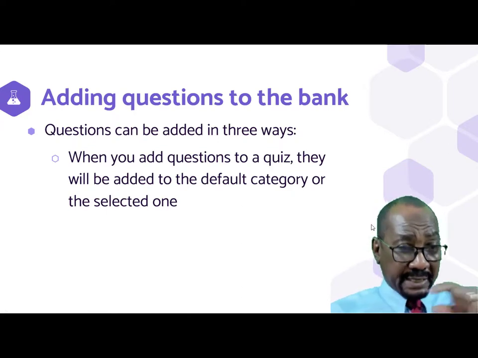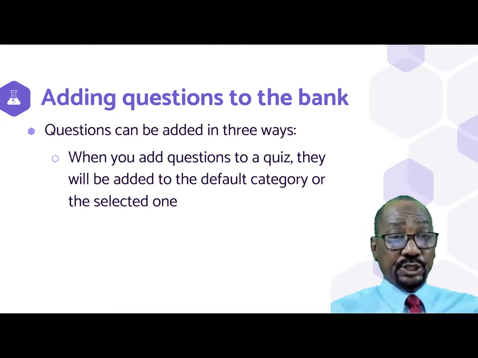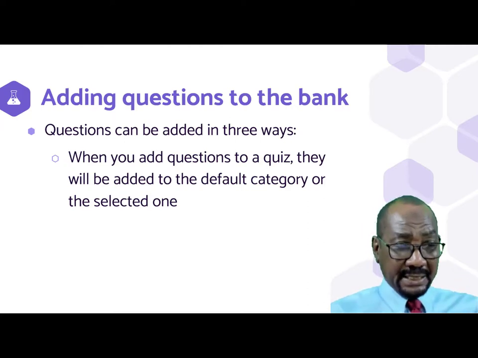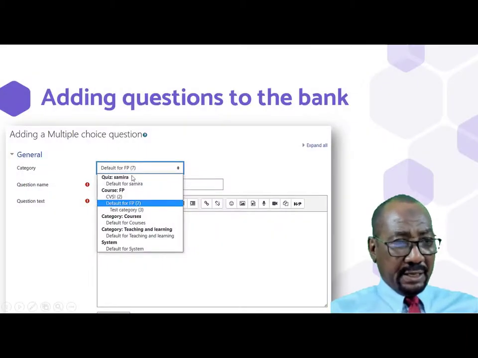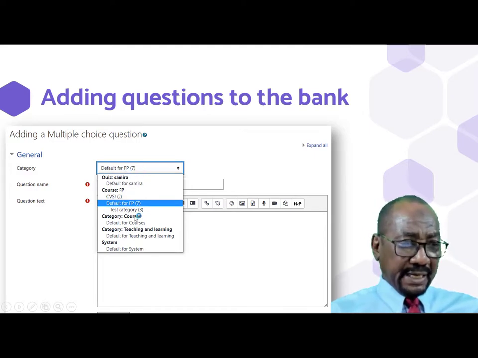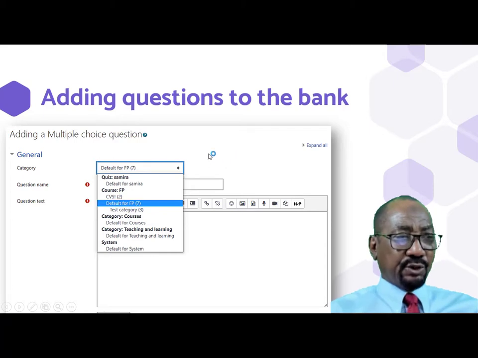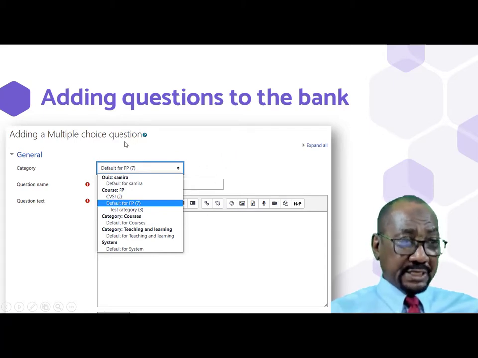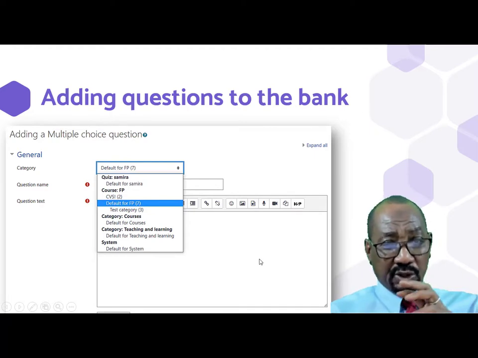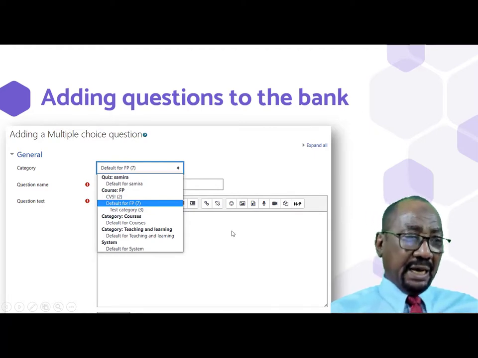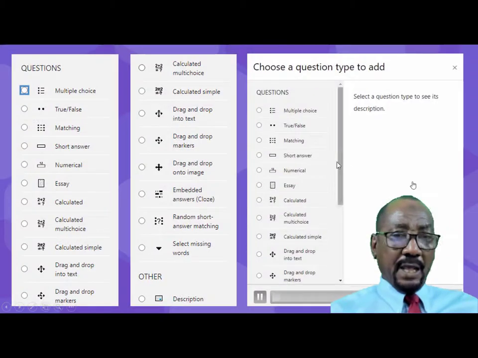But if you want, at that moment, you can change the category to which you want the question to be added, in addition to adding it to the quiz. So here there is a field for category, and by default it is the category of the course, but you can click and select any other category to which you would like to add the question, which will be added to the multiple choice question, will be added to the quiz, and automatically can be added to the bank.